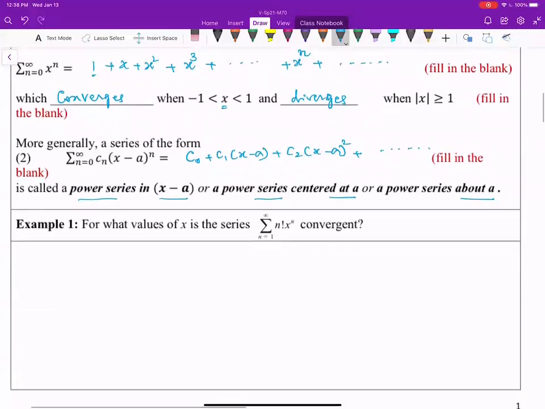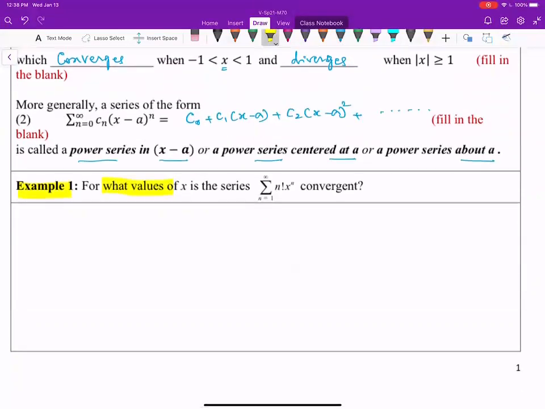Example 1: for what values of x is the series sigma n varying from 1 through infinity of factorial n times x to the power n convergent? So what values of x will make it convergent? Because it involves factorial n, we usually go for the ratio test. So we apply the ratio test.